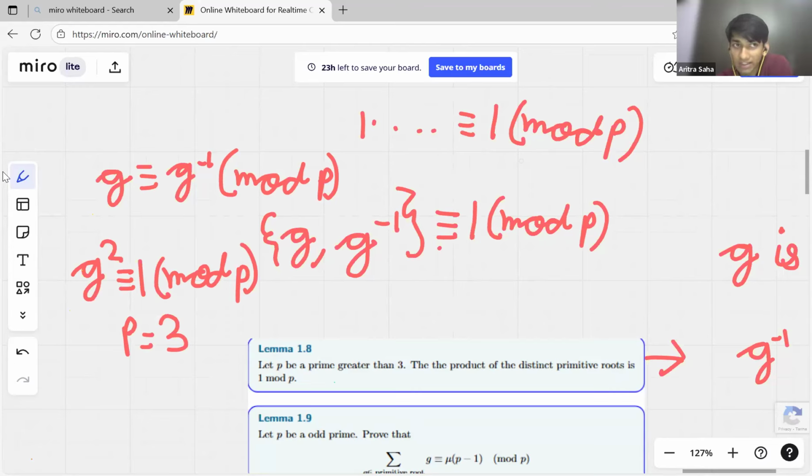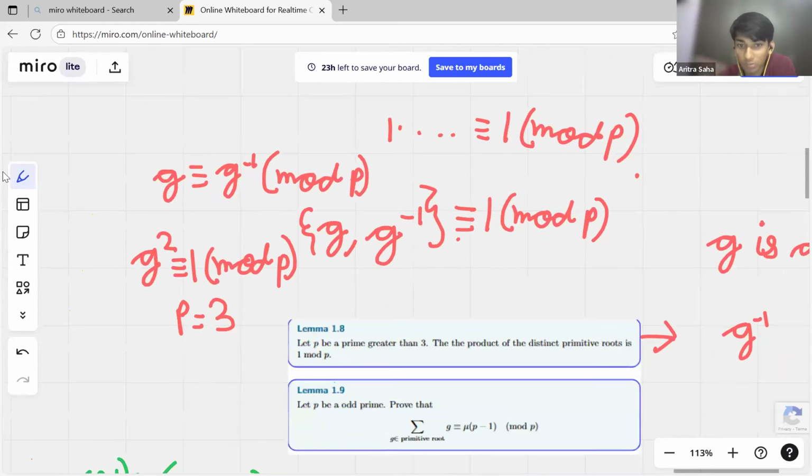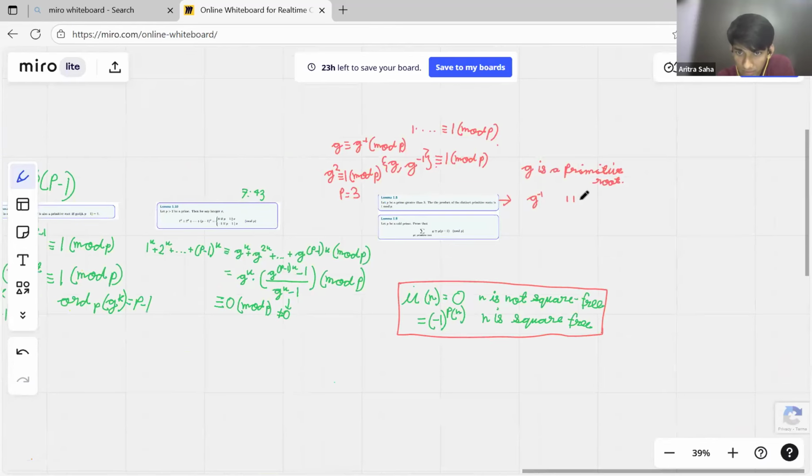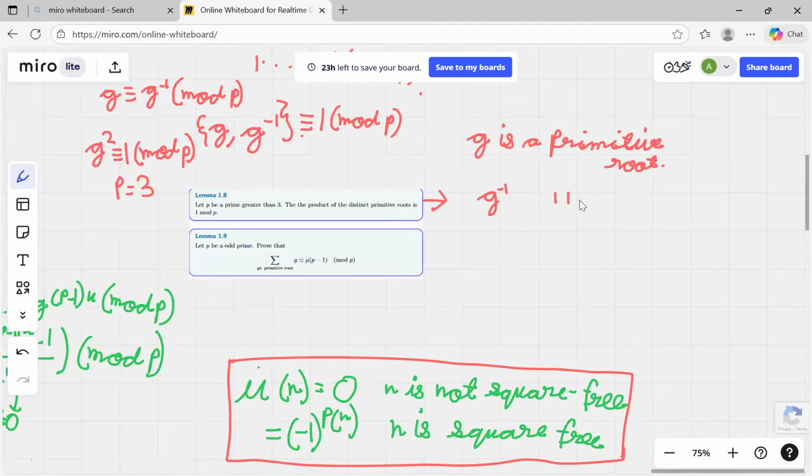And if we multiply all the things, we know that inverse is a bijection. So something like G inverse and some other G dash inverse can't be equal. And that covers the whole primitive root set. That's why the product is 1 mod P, and we also multiply all the primitive roots. I think this is clear. Okay, now we'll do the sum.